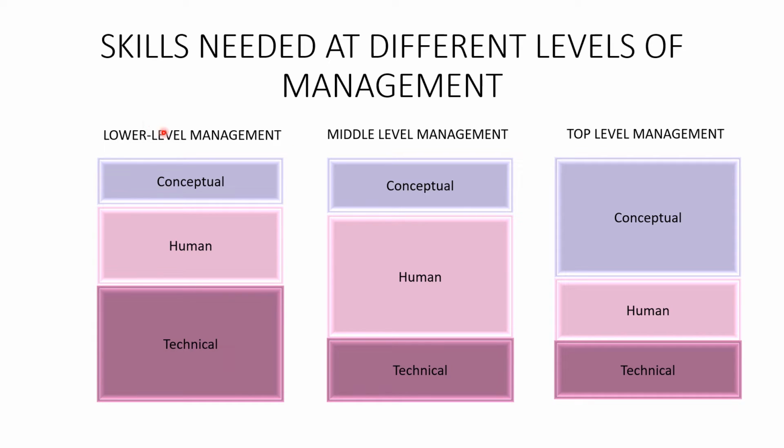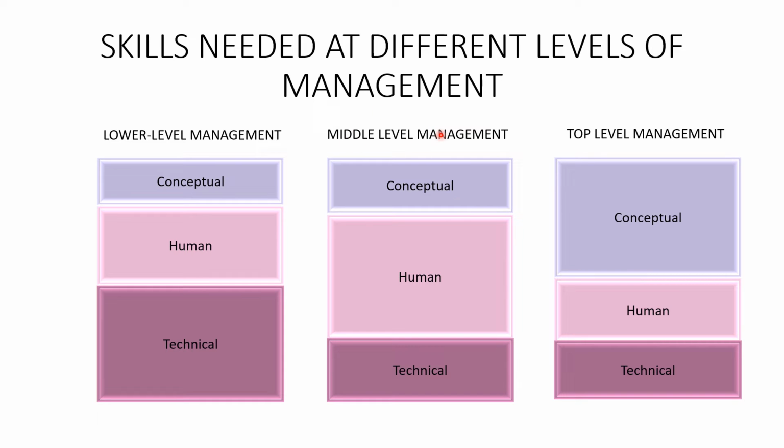Okay, for example, let's say lower level management, you still must have the conceptual skill, human skill, and technical skill, but what you need the most is the technical skill. Because as the lower level manager, for example, the supervisor, you still train the employees. So what you need the most is the technical skill, because you have to show your employees how to do it, how to use the machines, how to use the software, and so on. So the most important skill that you must have is the technical skill, and then a little bit of human skill and also conceptual skill.